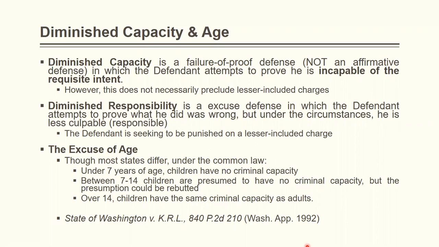But the idea here, and the question to ask yourself is, all right, when do we say a kid knows the difference between right and wrong, knows what they were doing, and has control of their actions? Right? And then we have diminished capacity, diminished responsibility, etc. coming into play.